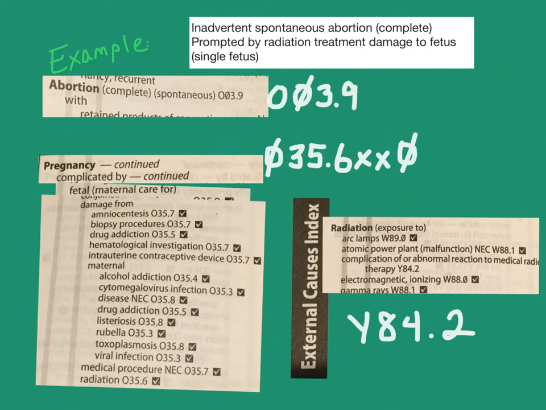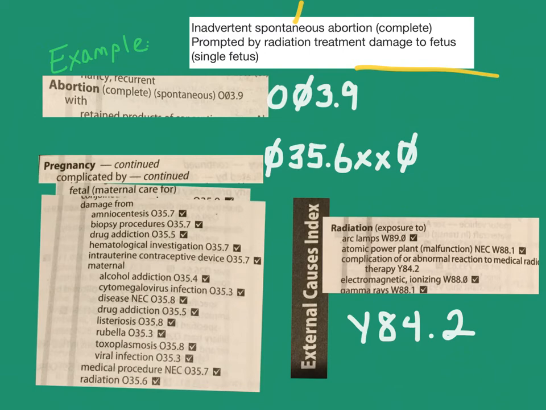Let's go ahead and take a look at another example from exercise 24.2. Here we have inadvertent spontaneous abortion complete, prompted by radiation treatment damage to the fetus, single fetus. So unlike our previous example where we had a planned encounter for the elective abortion, here we just have an abortion that happened naturally. It wasn't a planned procedure. It was just nature taking its course, and we happen to have this spontaneous complete abortion.